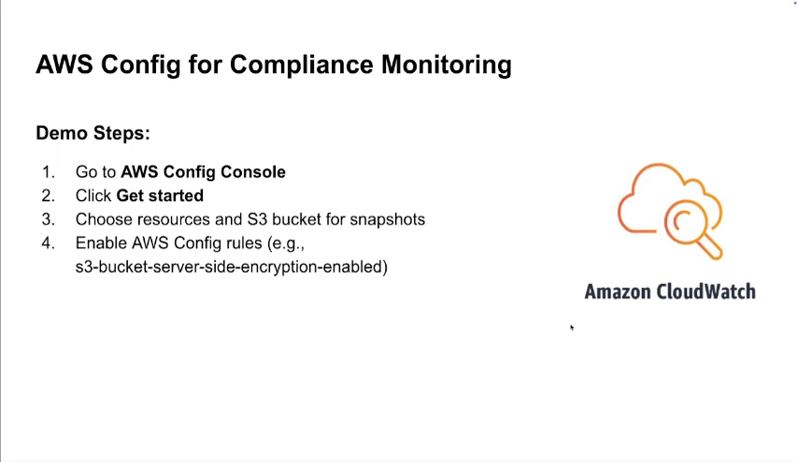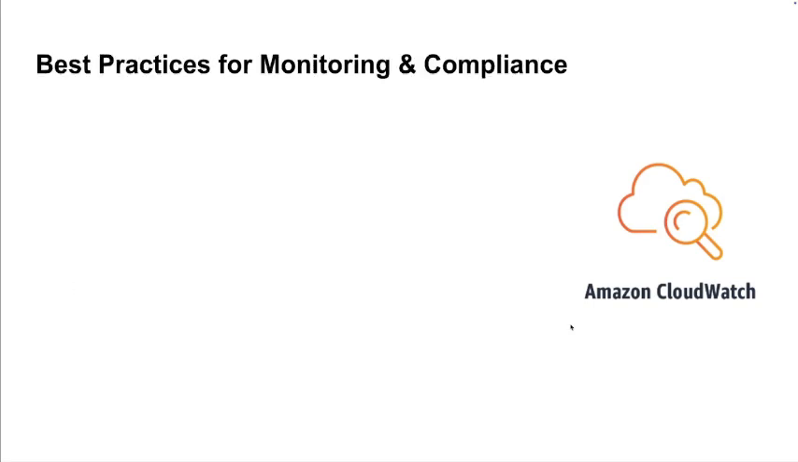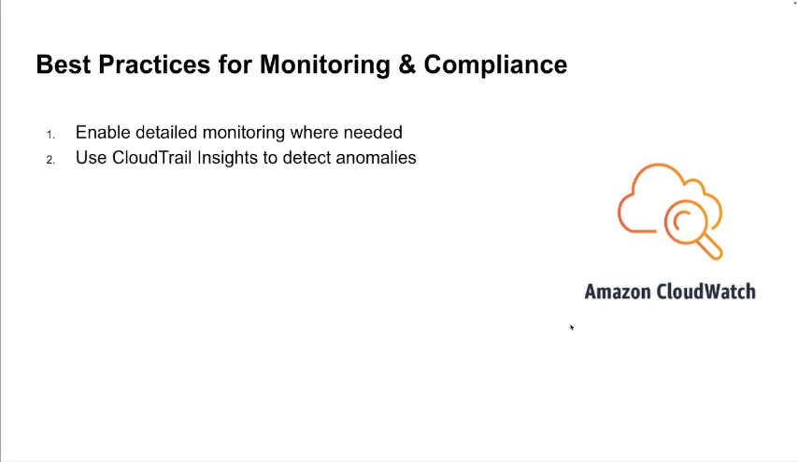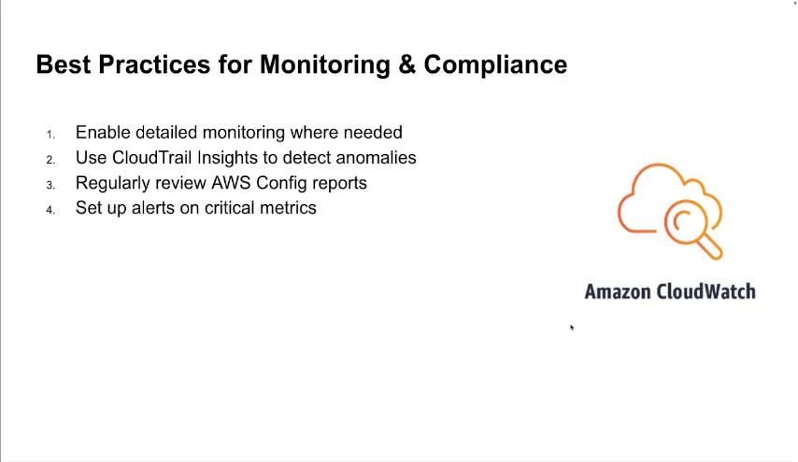Like I said, the focus of this class will be CloudWatch. I'm just running you through this to let you know other monitoring services that you can look into in your AWS. So best practice is to enable detailed monitoring where needed. You can use CloudTrail Insights to detect anomalies in your resources and how they are being used or accessed. You can regularly review your AWS Config reports to know if the usage of your resources is following the organization's set compliances.